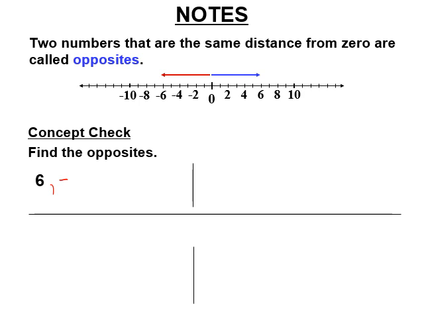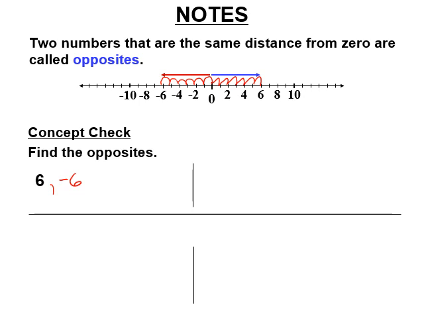Well, it's -6, right? Because 6 is 1, 2, 3, 4, 5, 6 spaces from 0. And the only other number that's 6 spaces from 0 is -6. So 1, 2, 3, 4, 5, 6. Now, that is the official textbook definition of an opposite. They are the same distance from 0. But right, it's the same number, once positive, once negative.